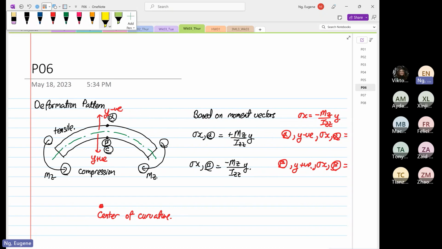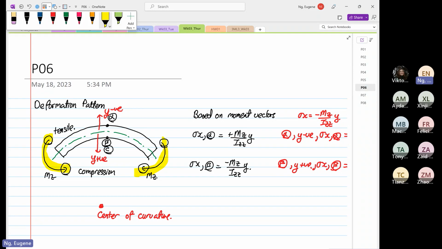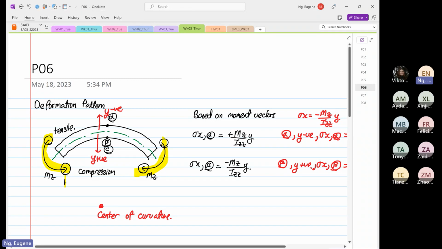Based on the moment vector that you can see over here, the head of the moment vector, what do I mean by head? This is the head. This is the head of the moment vector, is always in compression. This is the tail end, will always be what? Tensile. Okay. Right. I'm going to stop over here.